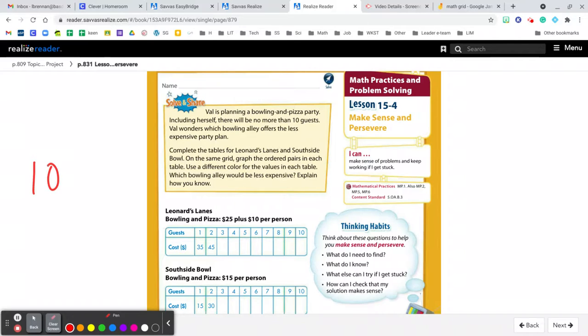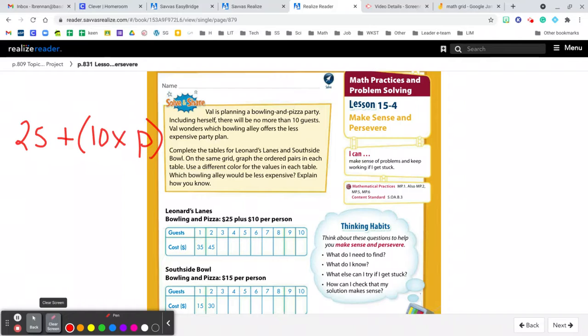So our value is going to be $10 per person. Let's see, $20, $25 plus, it's going to be $10 plus X. The $25 is a fixed cost, and then we're going to add $10 times the number of party people.